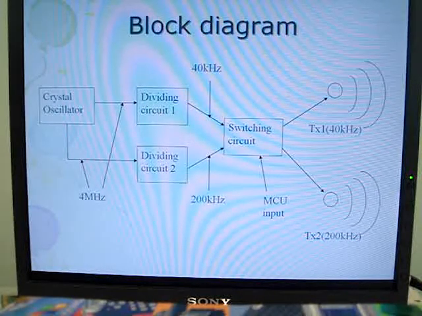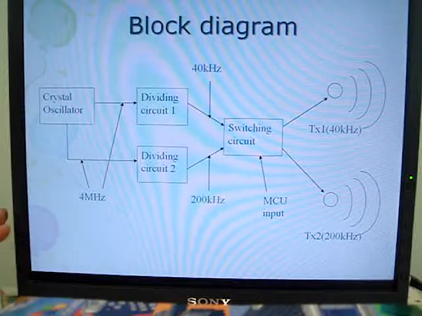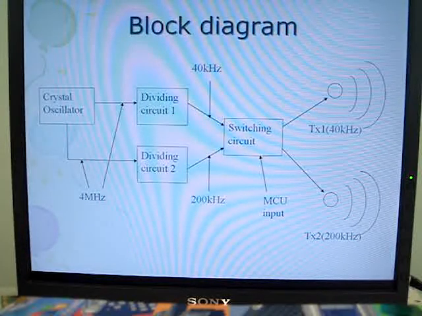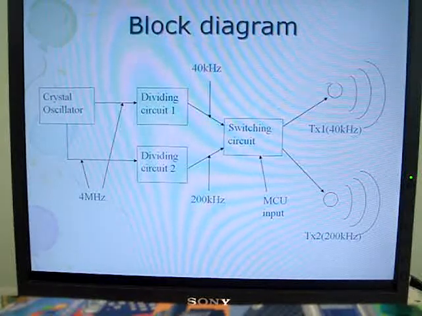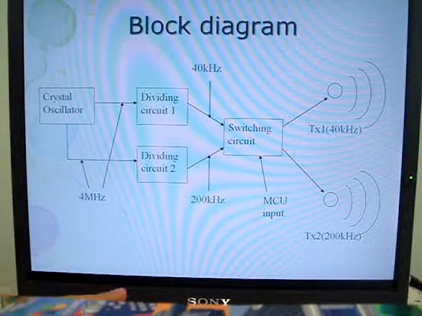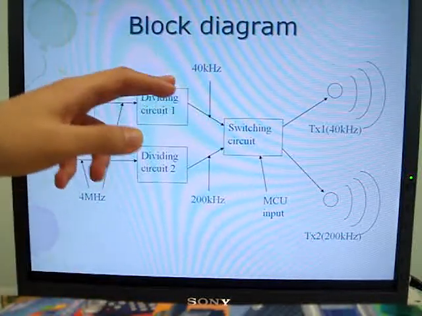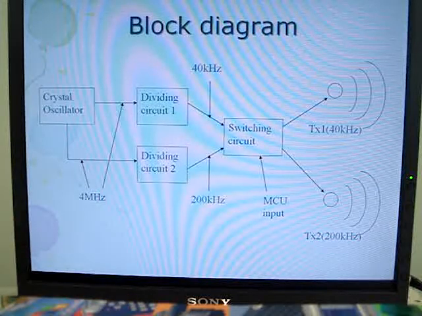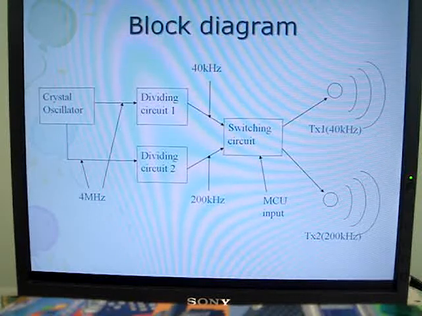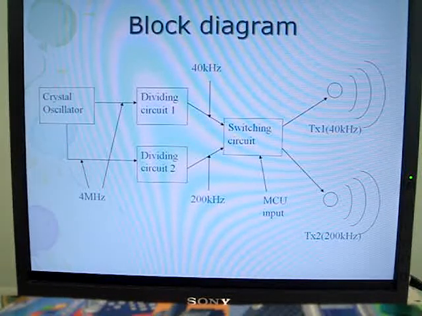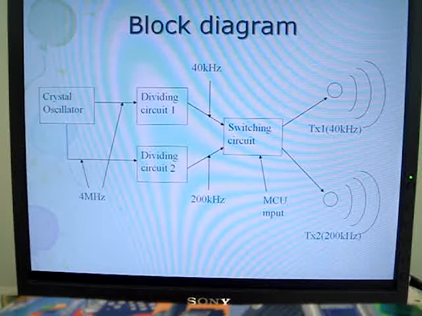We can see that we use a crystal oscillator to generate a fixed signal, and then it passes through two dividing circuits, and they will divide the signal to 40 kHz and 200 kHz respectively, and then they pass through the switching circuit, which is controlled by the MCU input, and finally they pass through the ultrasonic transmitter.